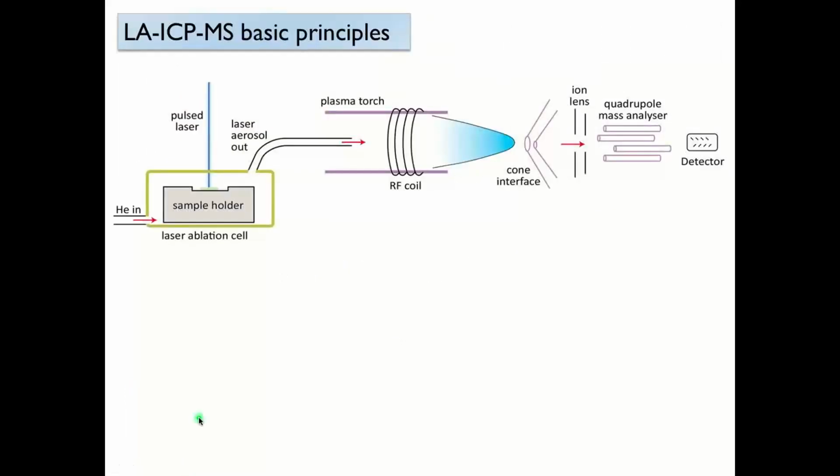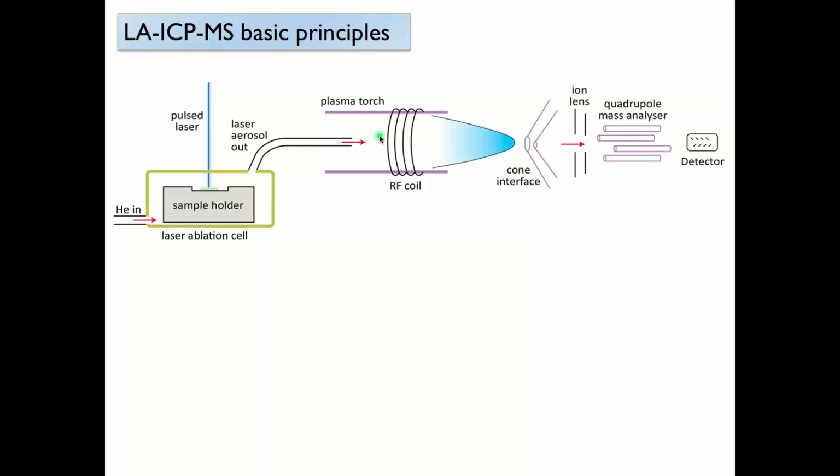So how does an LA-ICP-MS system work? Well, our sample, which in the case of geochronology is normally a 25mm puck, or sometimes a thin section, is placed in a sample holder, which is then put inside a laser ablation cell, which has a helium atmosphere. And our laser ablates through a glass window. It generates an aerosol once it hits the sample, and this is transported through tubing into the plasma torch.